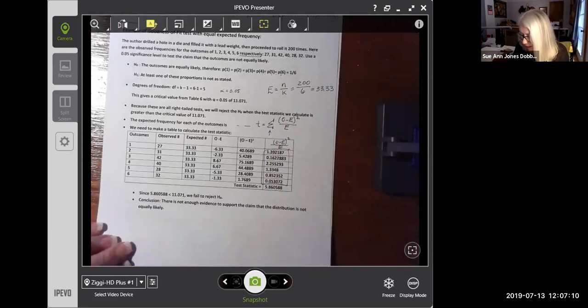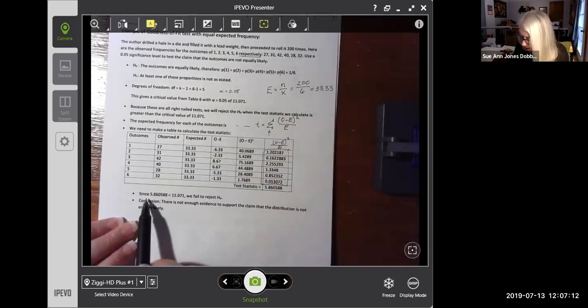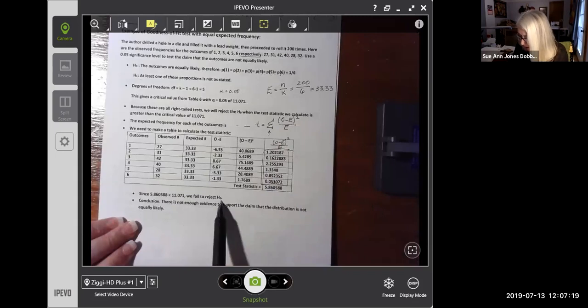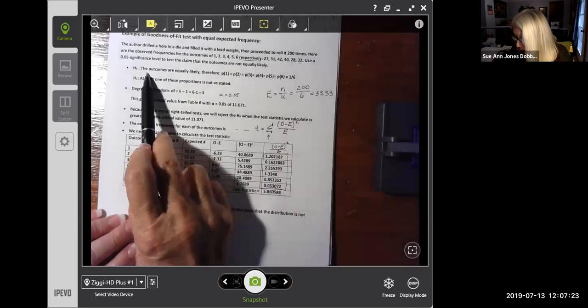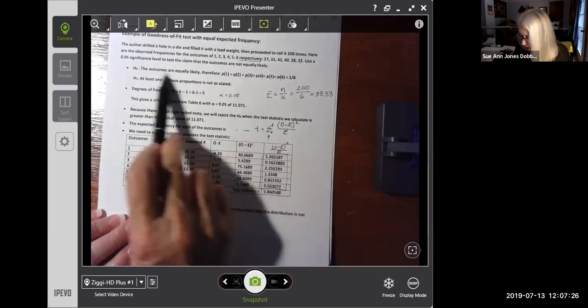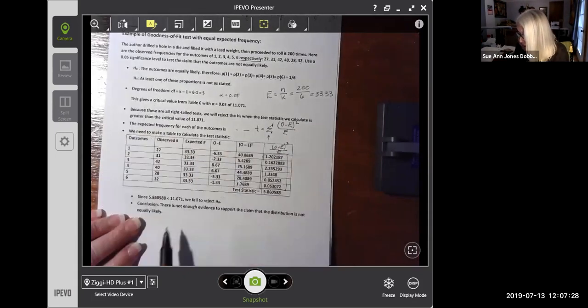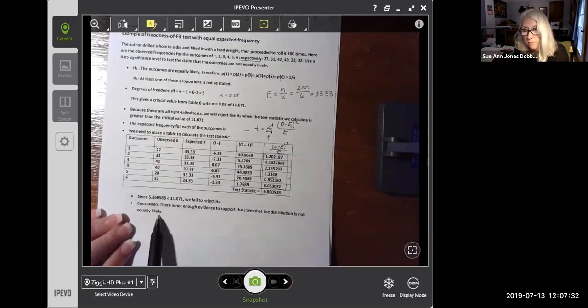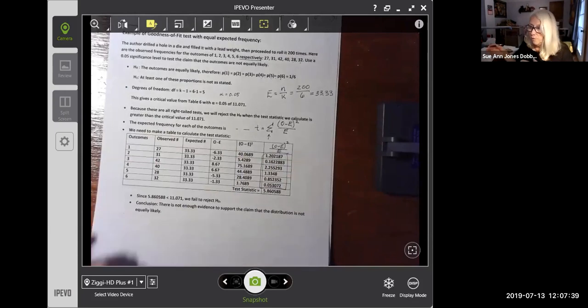So then we make this decision by saying, since that test statistic is less than the critical value, we fail to reject the null hypothesis. Now, we failed to reject equally likely outcomes, which means that there's not enough evidence to support the claim that the distribution is not equally likely. And sometimes we say that the distribution here is not uniform. Equally likely and uniform are the same type of distribution.